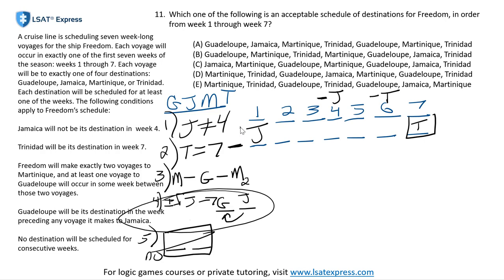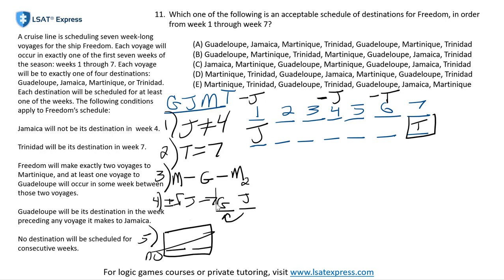Could you put a G to the left of J? No, why? Because then G would be in week 0, and there is no week 0. So another little deduction I can make is that there's no J in slot 1. So let's put that in here. No J in slot 1. Okay, other deductions we can make.